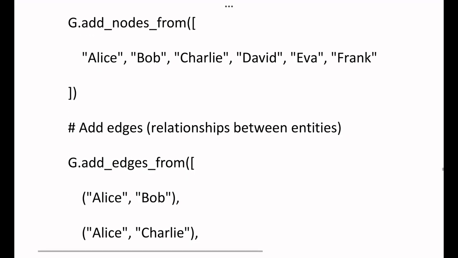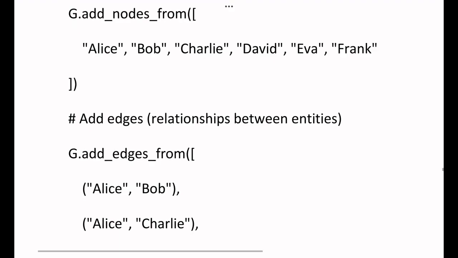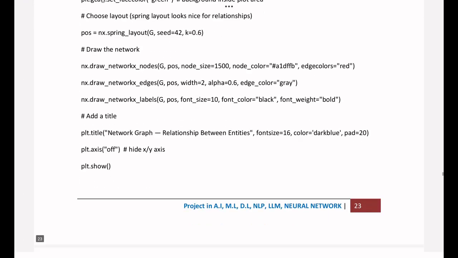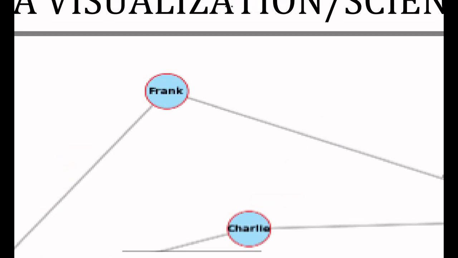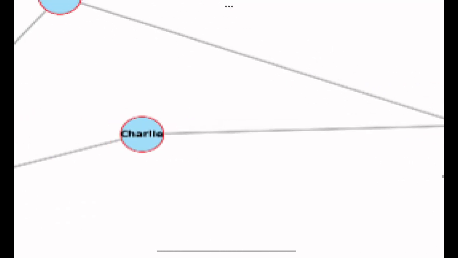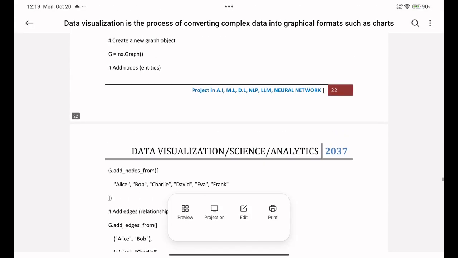After that I am adding edges. What is the meaning of Alice, Bob, Abel? These are the nodes. If you see here, these are the node names actually. Now I am coming again here.